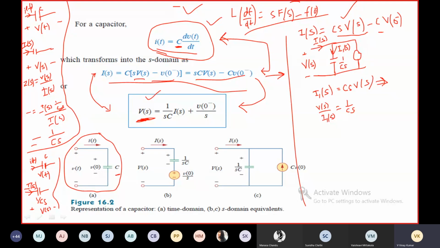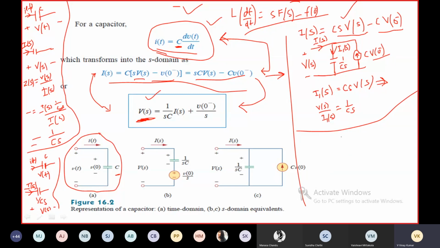Now coming to the current source, it is minus C V of 0 minus. You do one thing: the arrow will be in upward direction, so we have C V of 0 minus. Then apply KCL at this node. I of s is equal to I1 of s, meaning C S V of s minus C V of 0 minus. This is the circuit model based on the current equation.